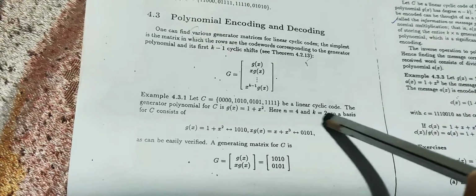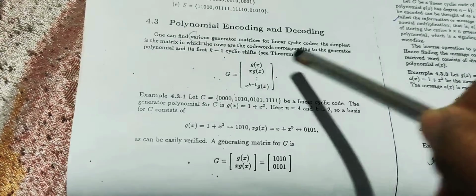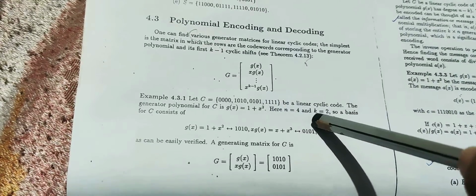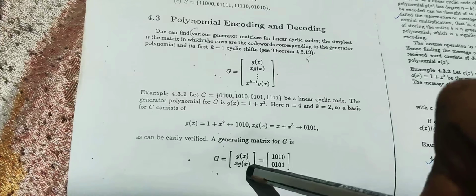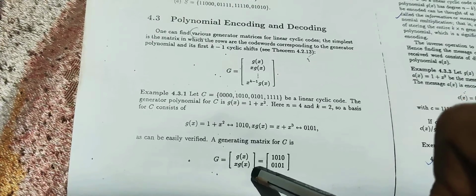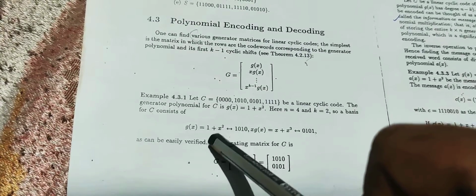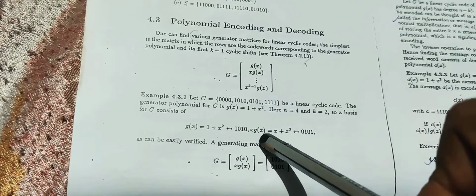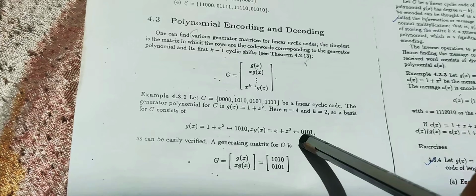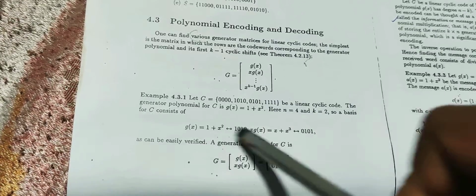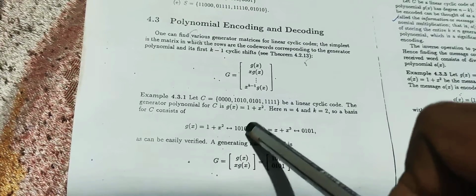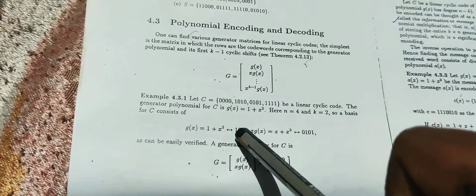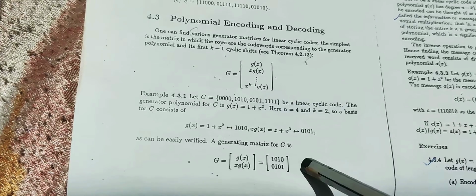So k is equal to 2. Okay. So what are the basis elements? g of x and x into g of x are the basis elements. So the corresponding generating matrix is g of x, x into g of x. That means, what is g of x? 1 plus x square. So the corresponding word is 1 0 1 0, and x into g of x is x plus x cube, so the corresponding word is 0 1 0 1. This is a shifting of this one. Okay. So 1 0 1 0, shifting of this element gives 0 1 0 1. So this is the generating matrix.